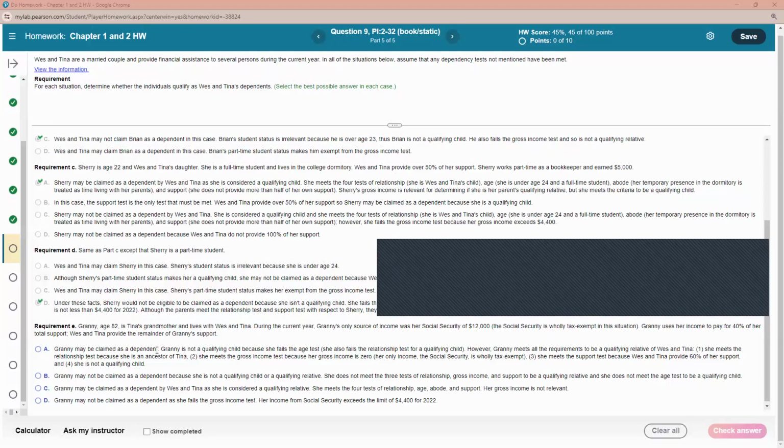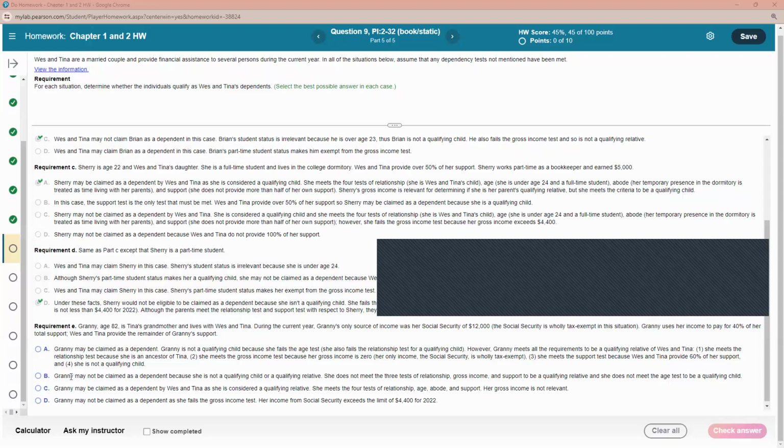Granny is not a qualifying child because she fails the age test, obviously. However, Granny meets all the requirements to be a qualifying relative of Wes and Tina. One, she meets the relationship test. She is an ancestor of Tina. Two, she meets the gross income test because her gross income is zero. Social Security taxes are wholly exempt. And three, she meets the support test because Wes and Tina provide 60% of her support. And four, she's not a qualifying child. So A appears to be the correct answer.